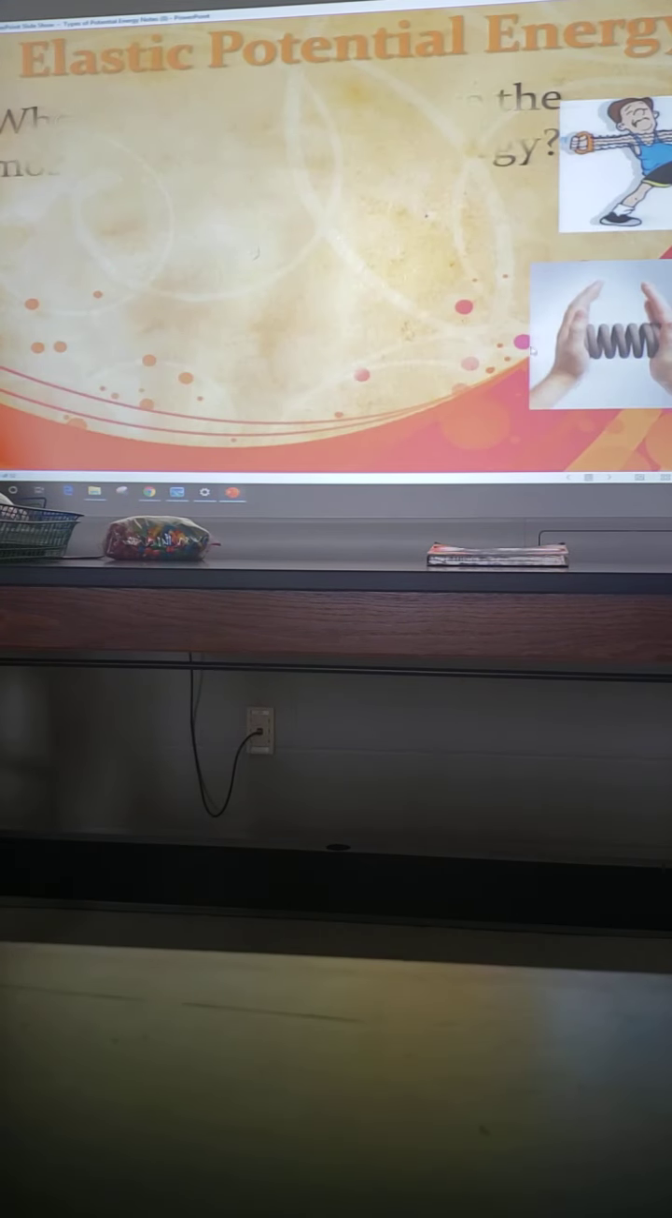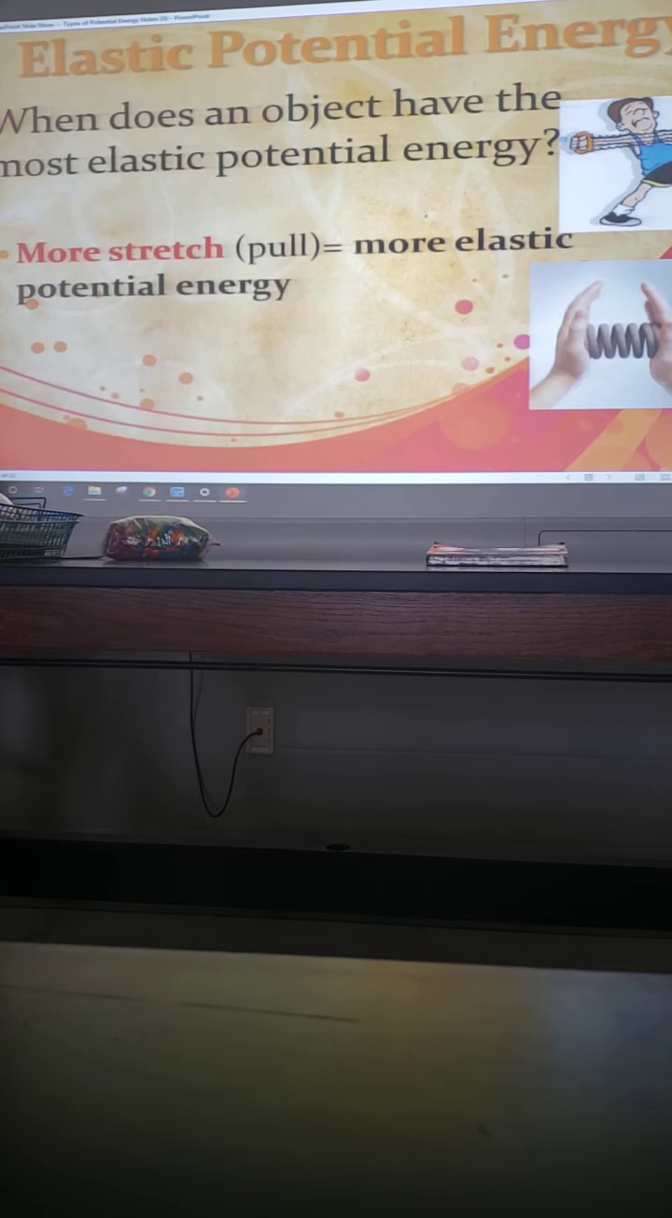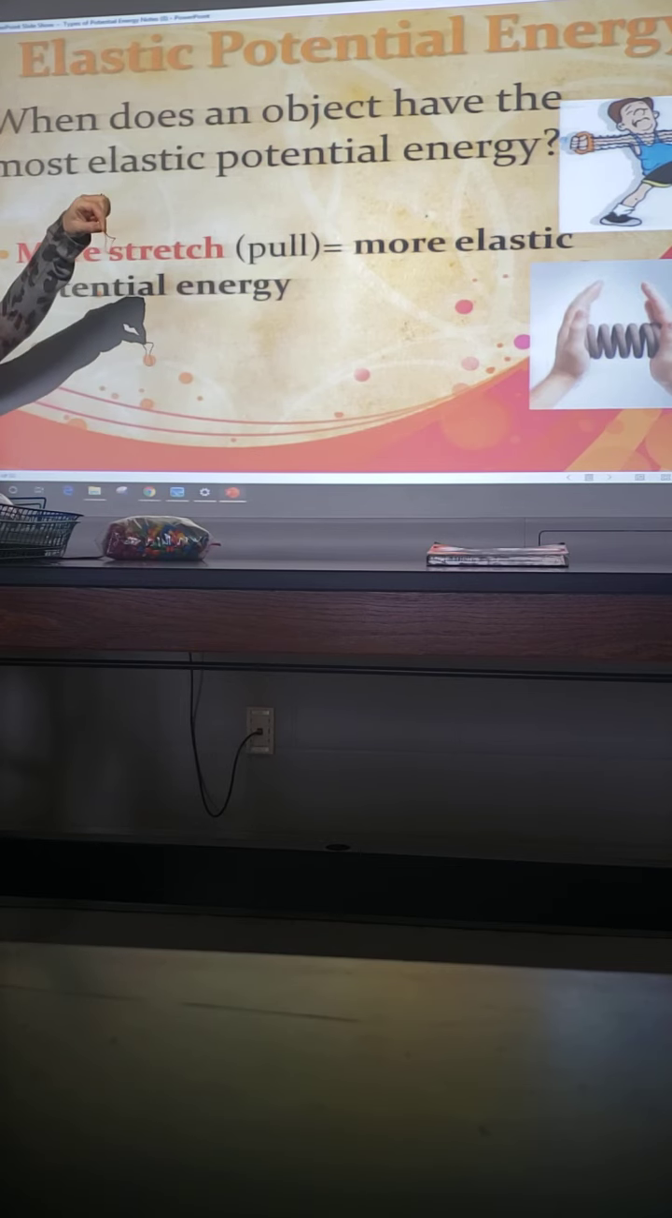Okay, so let's take a look at this. When does an object have the most elastic potential? So the key here, there's kind of like a set rule for this. When you have given it the most stretch, if you've pulled it as far as possible. So here's a little more, here's a little more. I really don't want to go any farther because it feels pretty tight, right? So this has more elastic potential than it does when it's just right here. The more I stretch it, the more elastic potential it has. The more potential it has to return to normal.